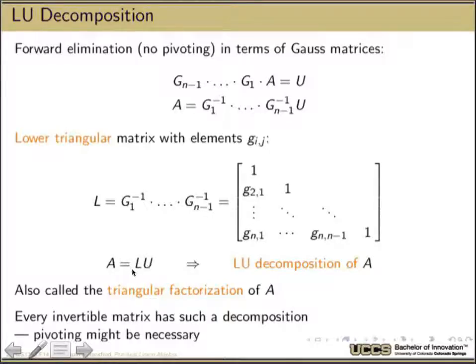And that matrix L times U is equal to A, right? U is the upper triangular matrix we got after Gauss elimination. All this other stuff is a lower triangular matrix, and we call this process the LU decomposition of A. It's also called the triangular factorization of A, and there are some other variants we can talk about. Every matrix that is invertible has such a decomposition. Pivoting might be necessary, in which case we have to be a little careful how we represent the pivot matrix, but it always has an LU decomposition.